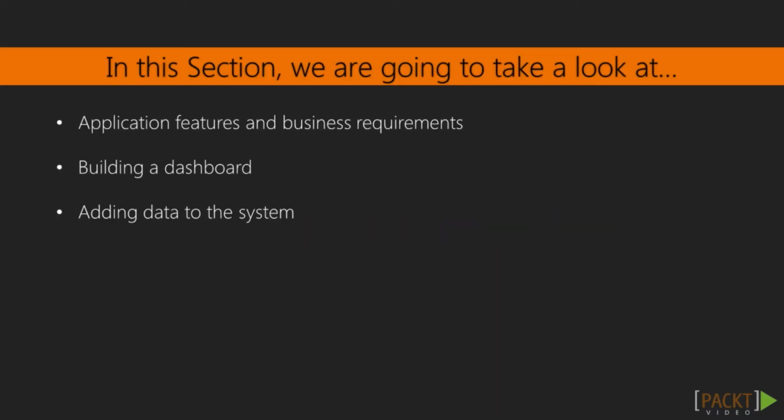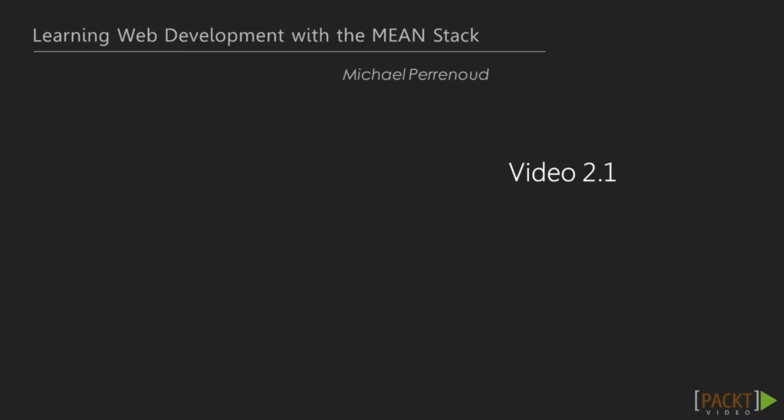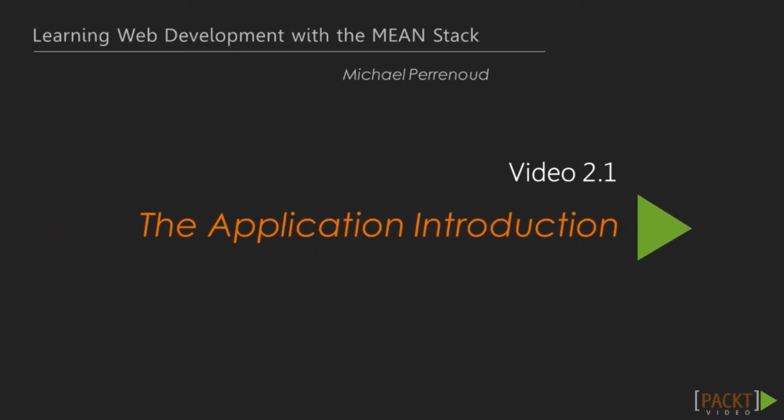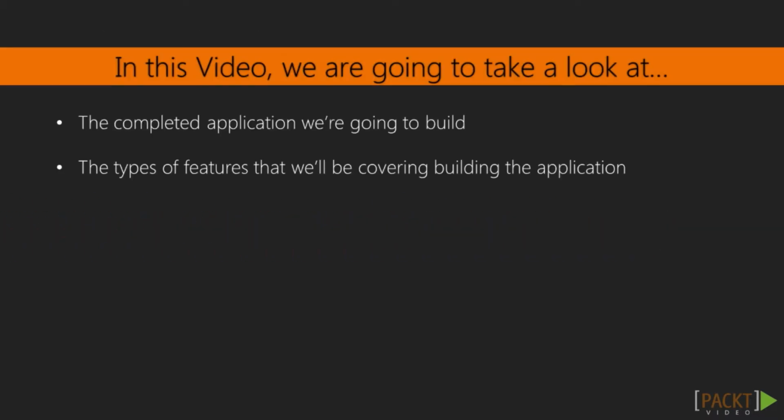Over the next 5 videos, we're going to be introducing you to the application you're going to build, how to build a basic dashboard, and how to add data to the system. We will also introduce you to backend-less development. This is going to actually leverage some of the E2E testing libraries while the application is running. This is the first video in this section, and in this video we will be reviewing the completed application you're going to build and the types of features you'll be leveraging to build it.